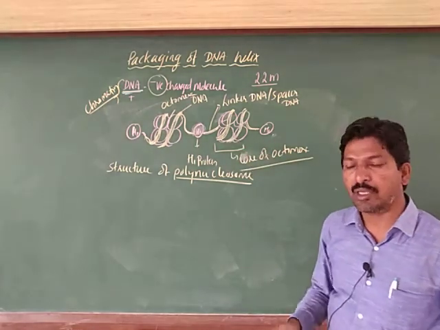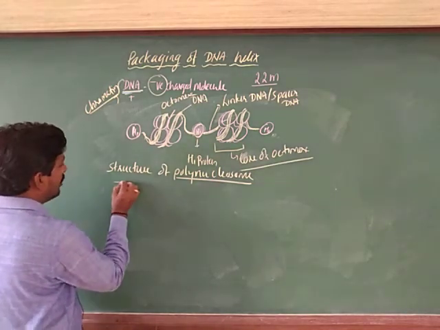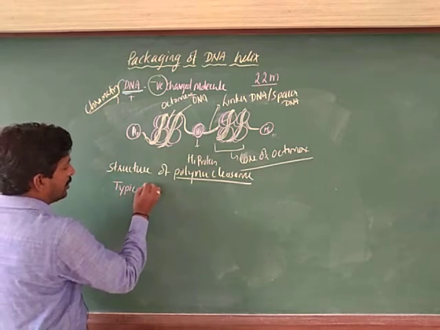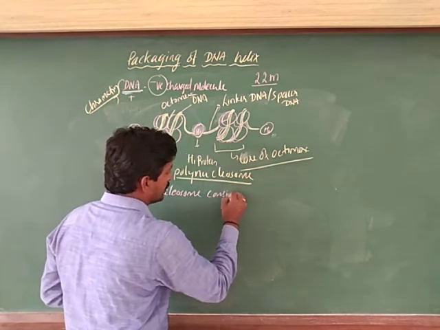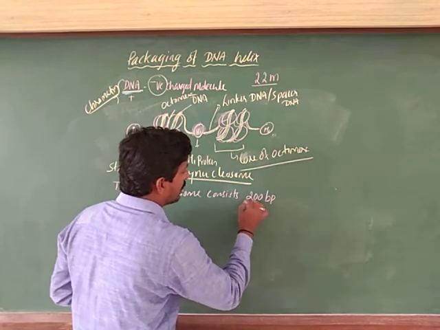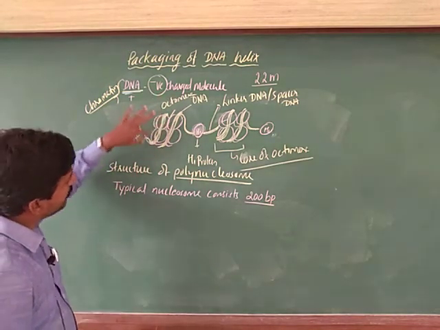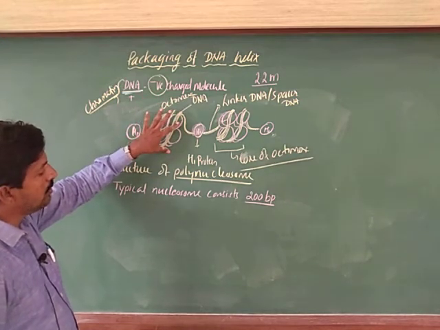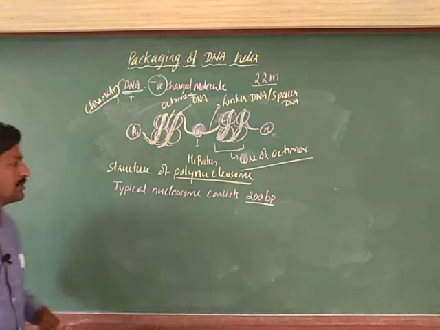So we can observe that. Now the salient features: a typical nucleosome consists of about 200 base pairs. In this much length, one wrapping is there on the core of a nucleosome. So usually 200 base pairs are present. This is the first point you can consider.